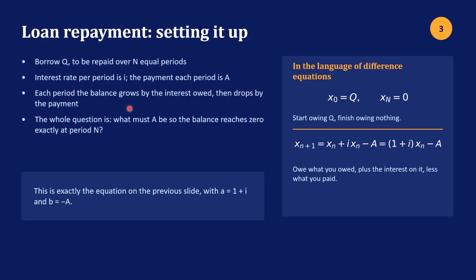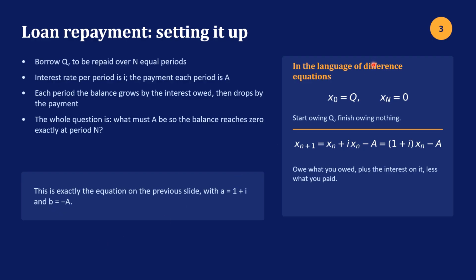So if you make a loan for $100,000, for example, and the periods are monthly, then at the end of the month you would owe interest on that 100,000, but at the same time you would be paying this amount A, which would be part interest and part paying off the principal. That's what I'm saying here. So the whole question is, what must A be so the balance reaches zero exactly at period n? So that's what you want to solve for, is A.